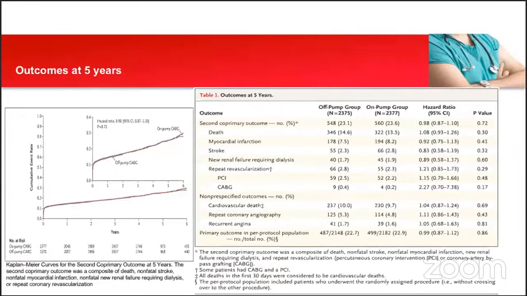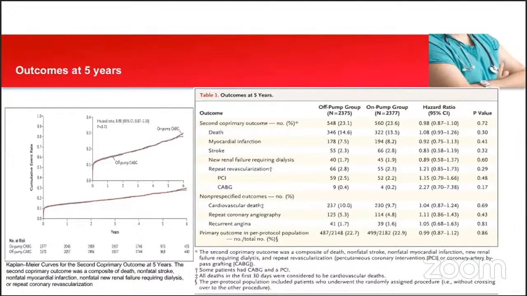For the outcomes at 5 years, which was published in 2016, we can see that the rate of primary composite outcome were not significant between off pump versus on pump, with death occurred in 14.6% versus 13.5% in the off pump versus on pump group. But if we looked at the rate of repeat revascularization, it's also 2.8% versus 2.3% at 5 years, which was not statistically significant.